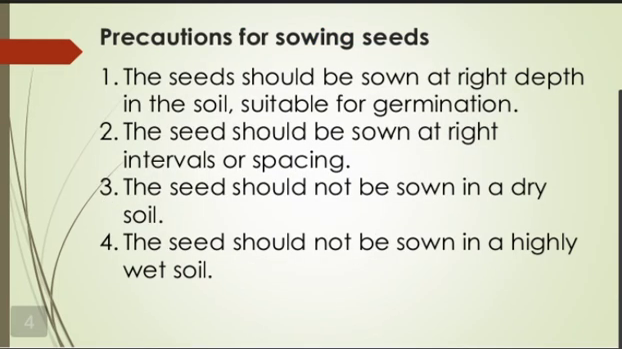Now we will discuss precautions for sowing seeds. Now the following precautions should be taken while sowing seeds in the soil. First precaution, the seeds should be sown at right depth in the soil suitable for germination. Number 2, the seeds should be sown at right intervals or spacings. Number 3, the seeds should not be sown in a dry soil. And next, the seeds should not be sown in a highly wet soil.